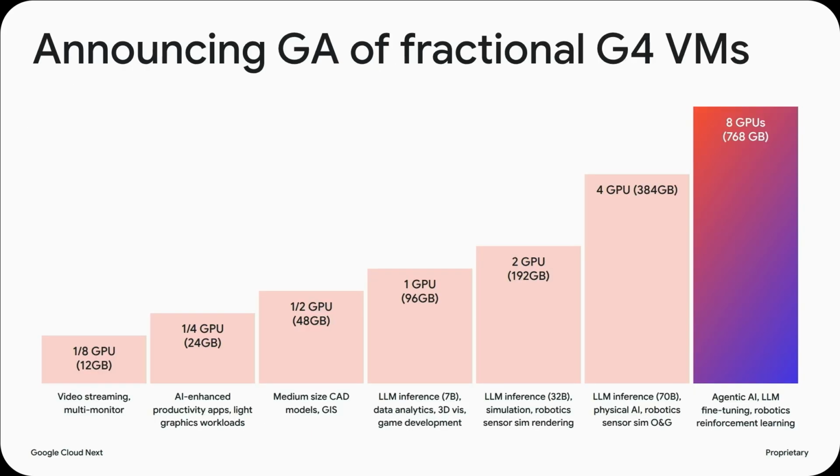The other thing you'll hear us talk a little bit about is cost considerations and cost advantages. Literally today, the fractional G4s are generally available. Up until today, you could get 1, 2, 4, or 8 GPU systems. But now you can get out of the box through Google Cloud VMs that are an eighth, a quarter, or a half of a GPU. We're going to talk a little bit about what the advantages are there from a price performance perspective.